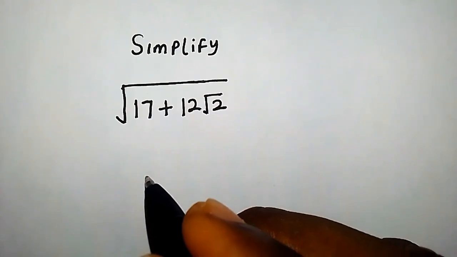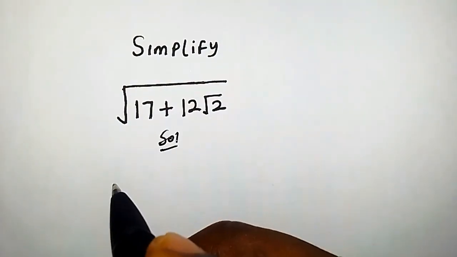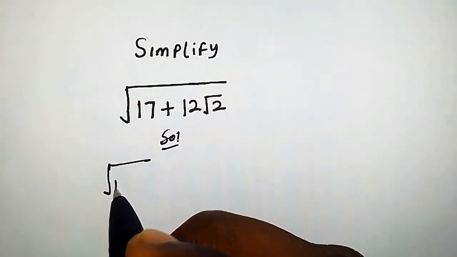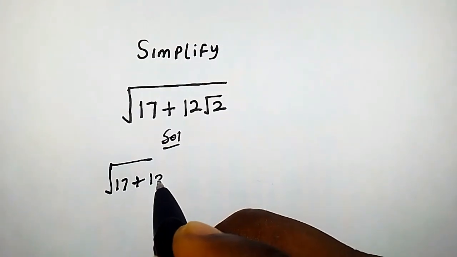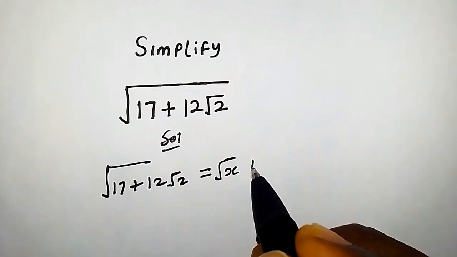Hello, how do we simplify this problem? Solution. Let's suppose we have square root of 17 plus 12 root 2 equals square root of x plus square root of y.